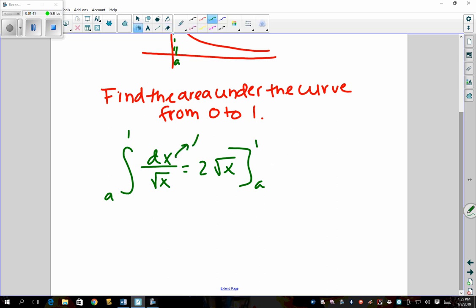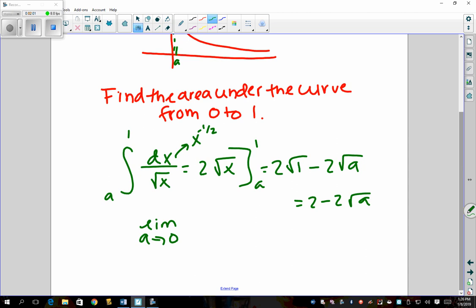Because we can rewrite this as x to the negative 1/2. Add 1, divide by that coefficient. So using the fundamental theorem of calculus, we get 2 times the square root of 1 minus 2 times the square root of a. So this just becomes 2 minus 2 root a. So now we can take the limit. So the limit as a approaches 0 from the positive side. So we're going from 1 and we're going to the left. So we're approaching it from the positive side of 2 minus 2 root a. When we approach 0, this eventually just turns into 0. So what we're left with is 2.